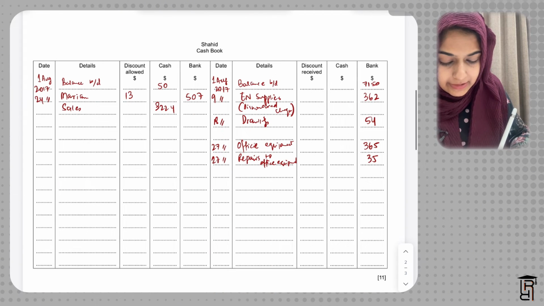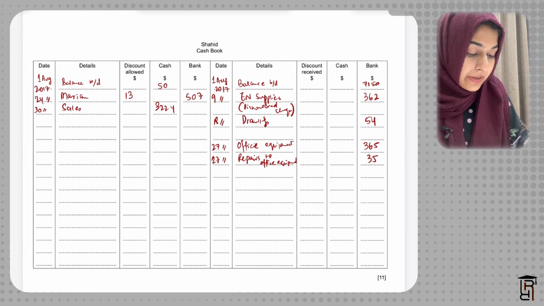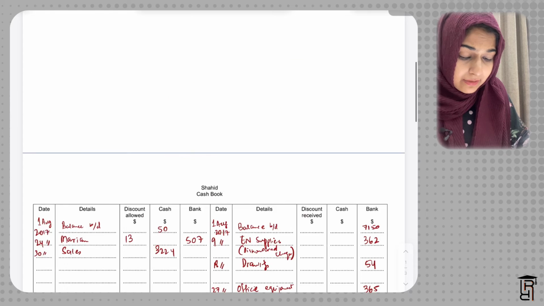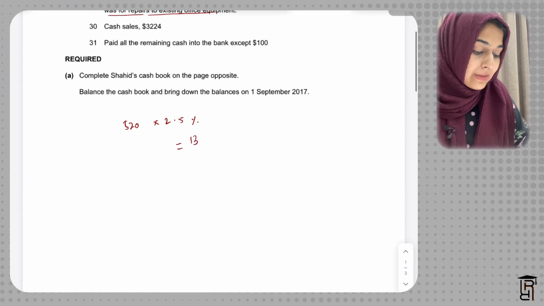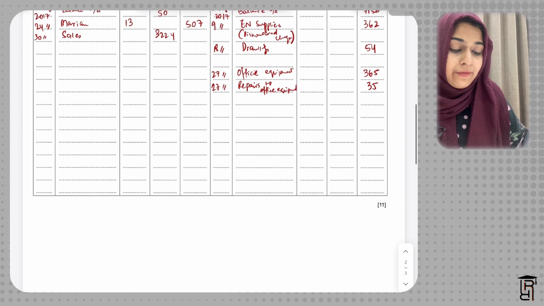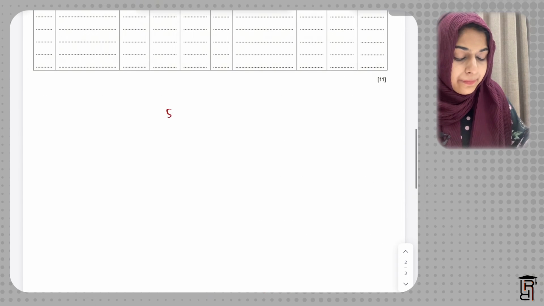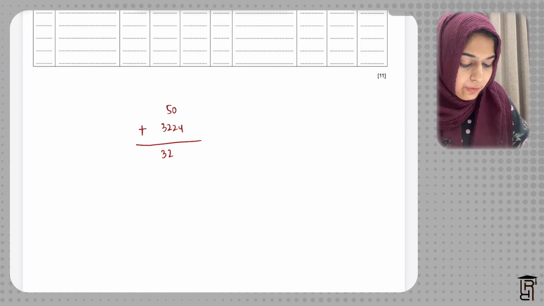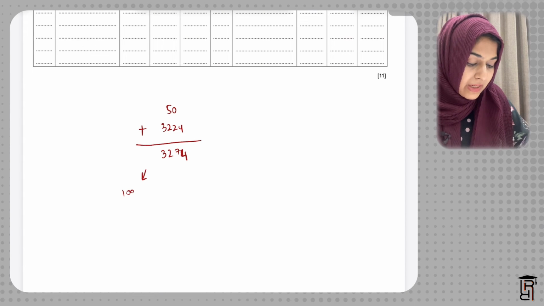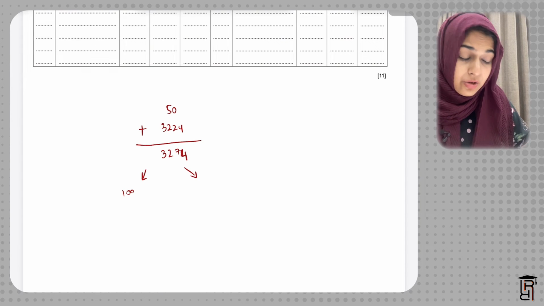30th August. So I write here 30th August. And now what is happening is the last entry they're saying paid all the remaining cash into the bank except 100. So basically we had, how much cash did we have in the first place? So we had 50, that was the balance brought down, and we did cash sales of 3224. So now we have 3274 in our cash account. So basically they are saying of this we are keeping 100 in the cash account and the remaining we are paying into the bank. That is basically a contra entry. So 3174 we are paying into the bank.